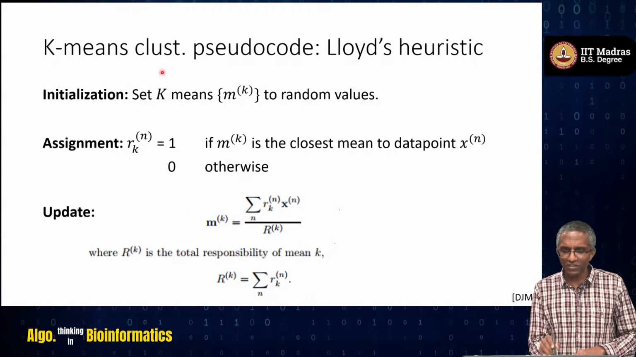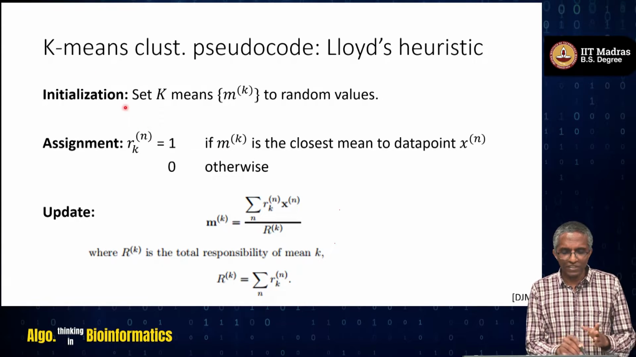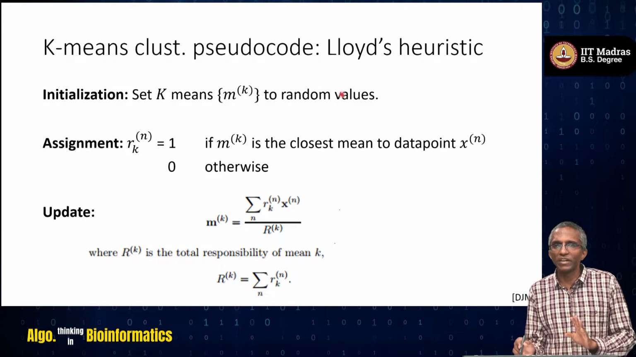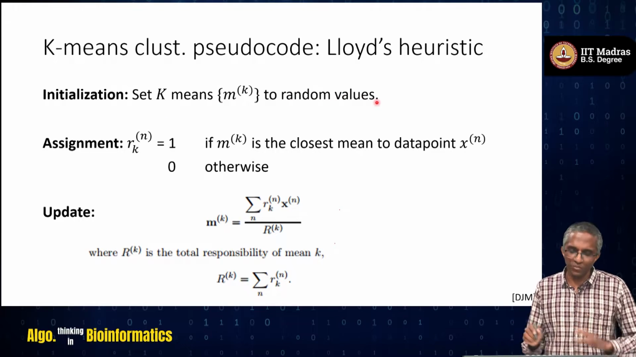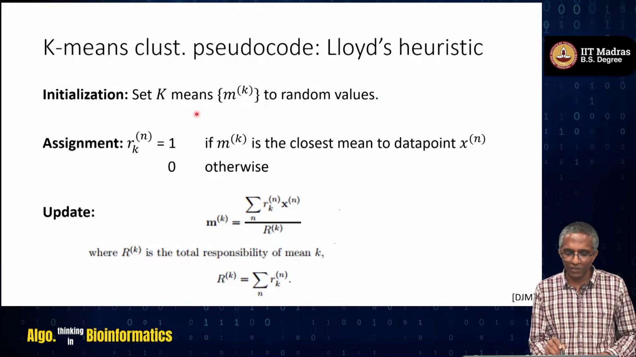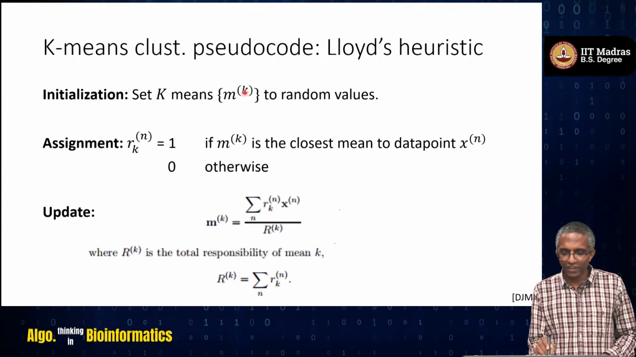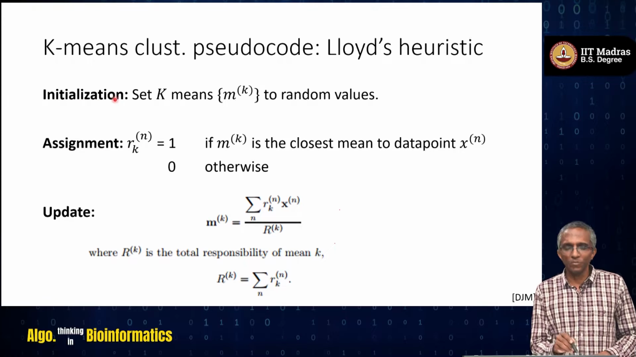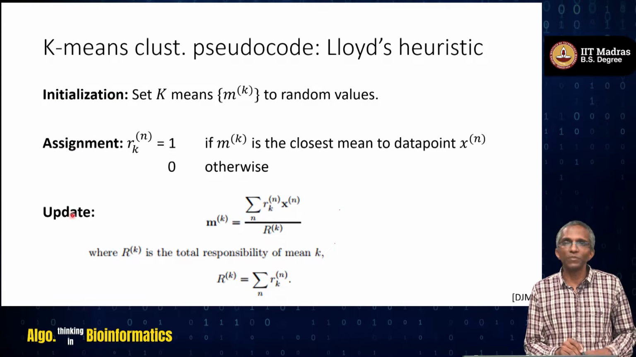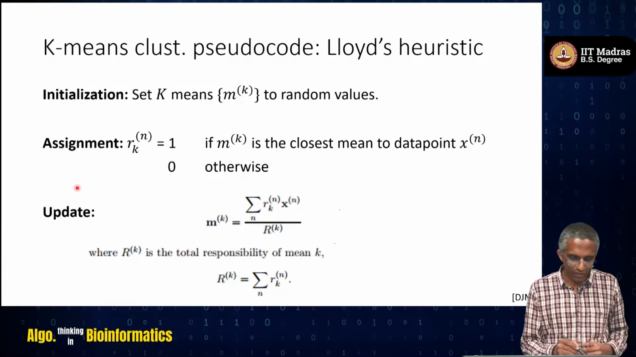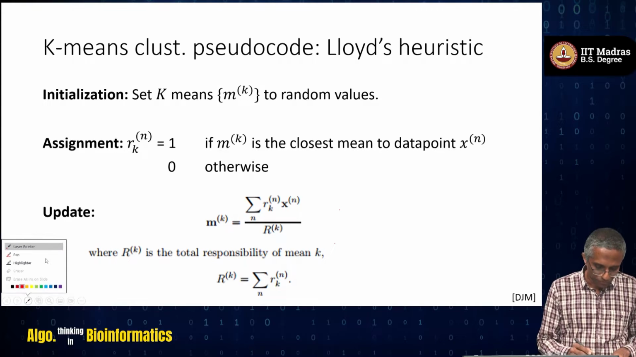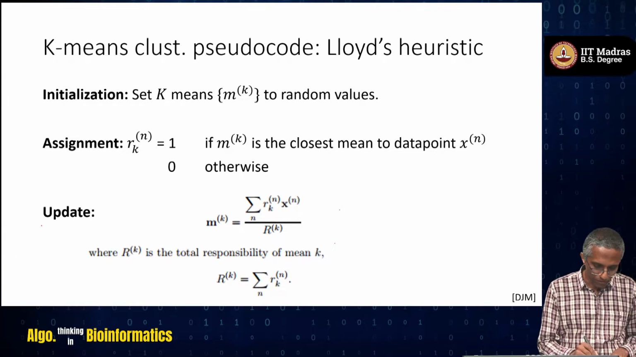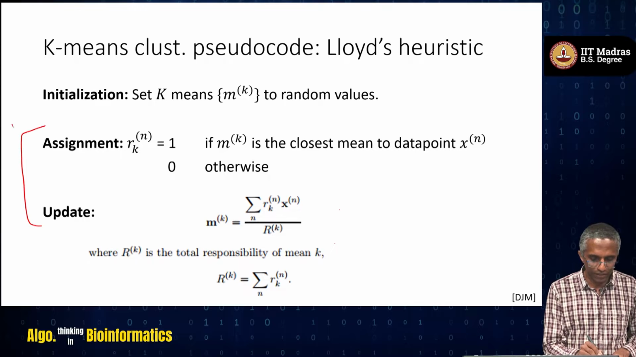So, you have the k means clustering, the Lloyd's heuristic. The initialization is you set the k means m of k to some arbitrary values. It could be random values or you can do it using some heuristic. So, some arbitrary values, m of k, with k running from 1 to capital K. Okay. You can think about it as the initialization step, and then there is this assignment and update step that has to be repeated until convergence. So, these two are repeated until convergence.